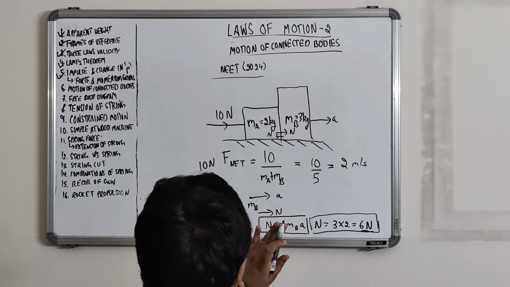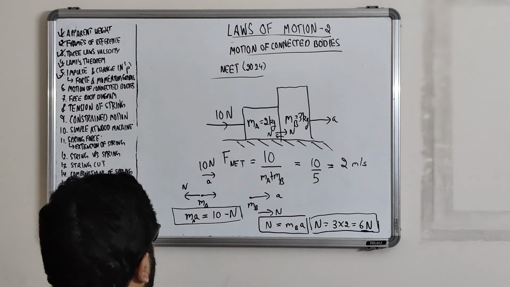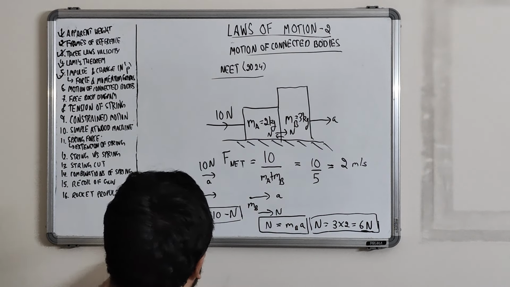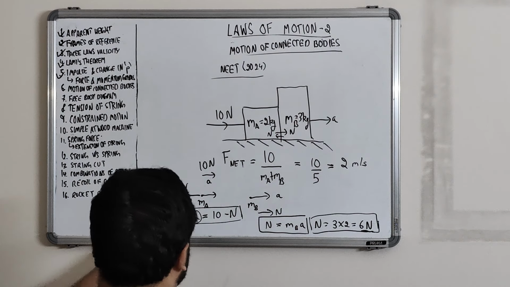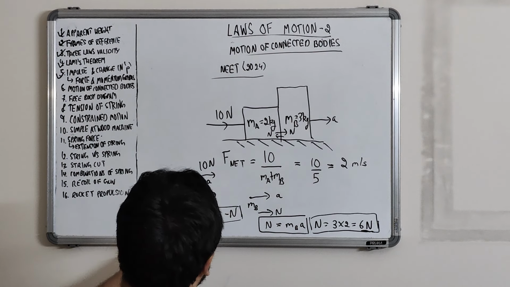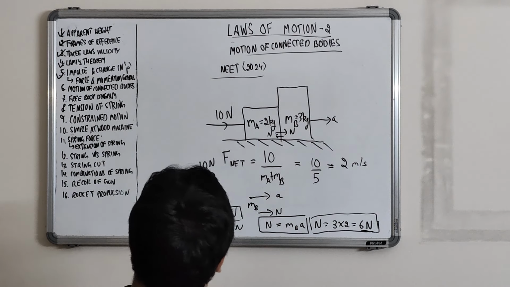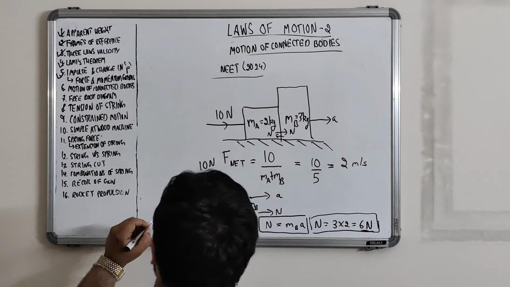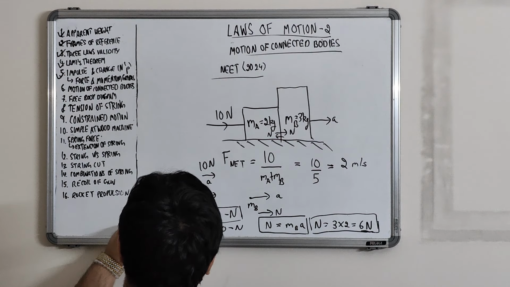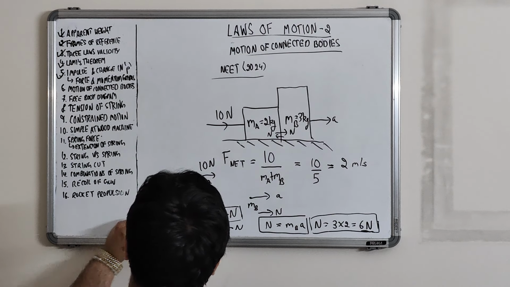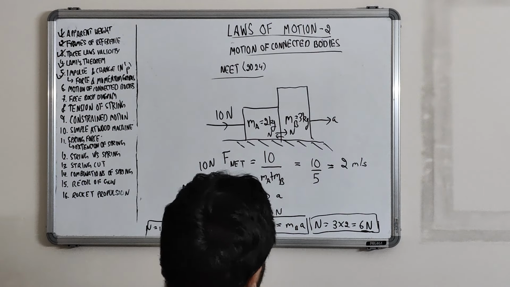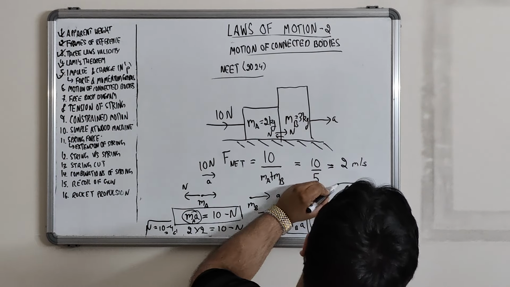Now forget about that for a moment, let's check here so that it should be the same. So M is 2, acceleration is 2, 10 minus N. So N is equal to 10 minus 4 is equal to 6. We get the same thing. 6 newtons is the answer.